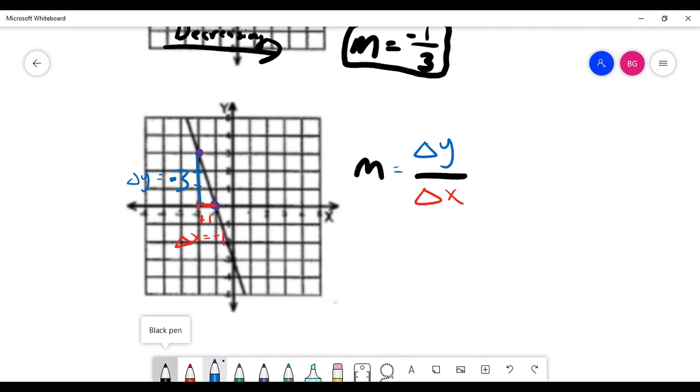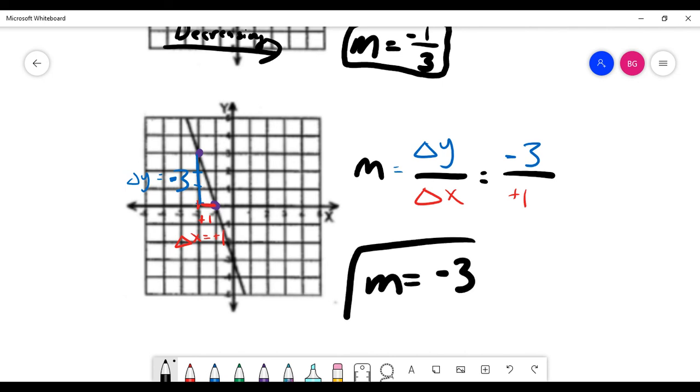So now I'm going to go ahead and fill these in. I said my change in y is a negative 3. And then I'm going to have over my change in x, which is a positive 1. So now think about it. Can you reduce negative 3 over positive 1? Okay, what does that reduce to? Well, negative 3 divided by a positive 1 is a negative 3. So my slope is a negative 3.